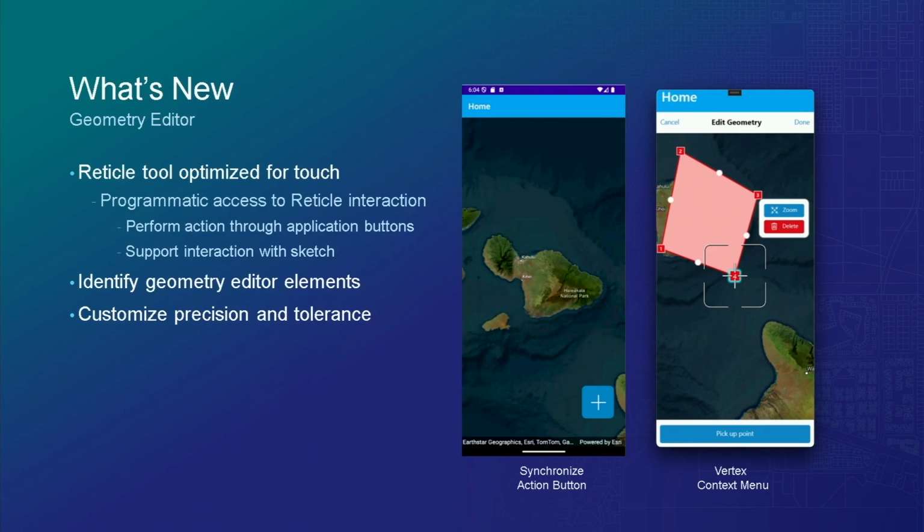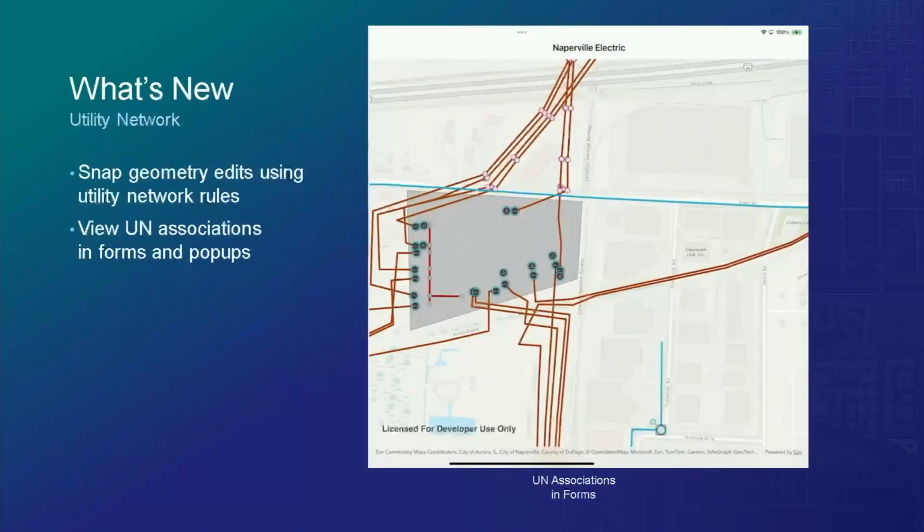I think, Nick, you're going to be showing a little bit of that here shortly, the editor experience, and editor enhancements going forward. Utility network, we continue to target and support utility network workflows going forward. This was just enhancing the validation and the precision with respect to being able to edit geometry associated with utility networks. So leveraging snapping capabilities, working with associations, being able to visualize those associations effectively in attribute displays like forms and pop-ups.